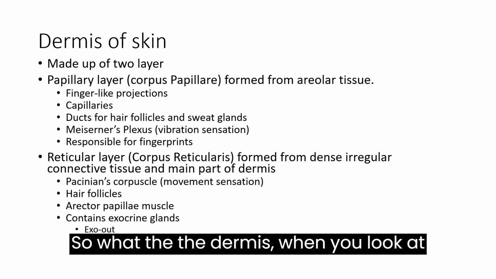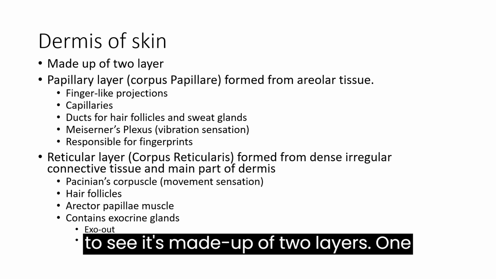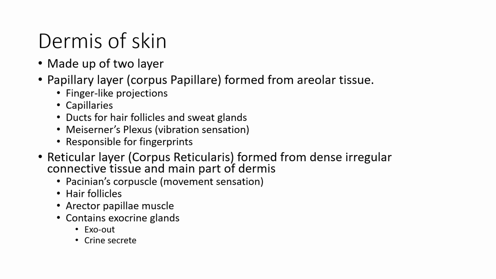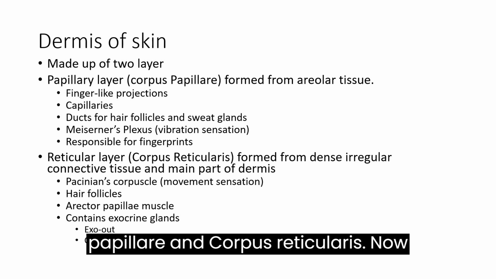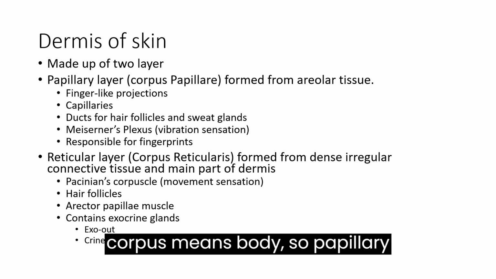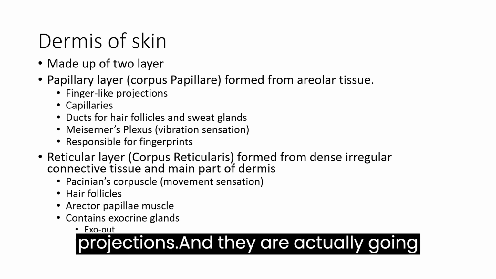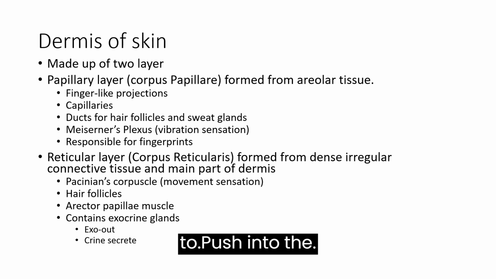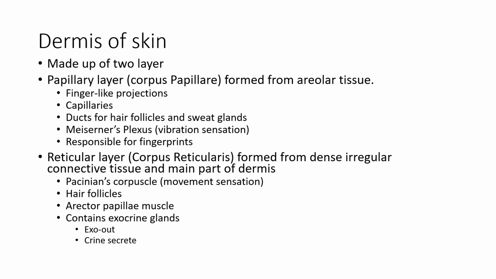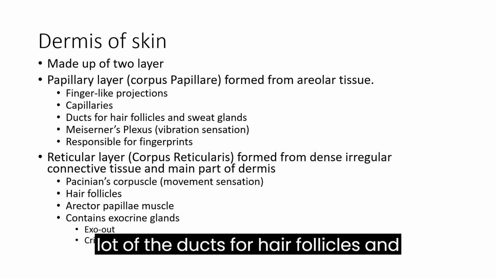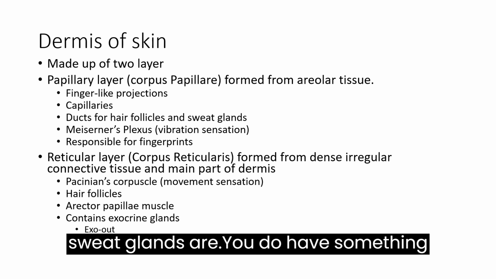So the dermis, when I show it to you, you're going to see it's made up of 2 layers. One of them is called the papillary layer, and the other one is going to be called the reticular layer, corpus papillary and corpus reticularis. Now corpus means body, so papillary technically are finger-like projections, and they are actually going to push into the epidermis, forming ridges. There are capillaries there, and this is where a lot of the ducts for hair follicles and sweat glands are.